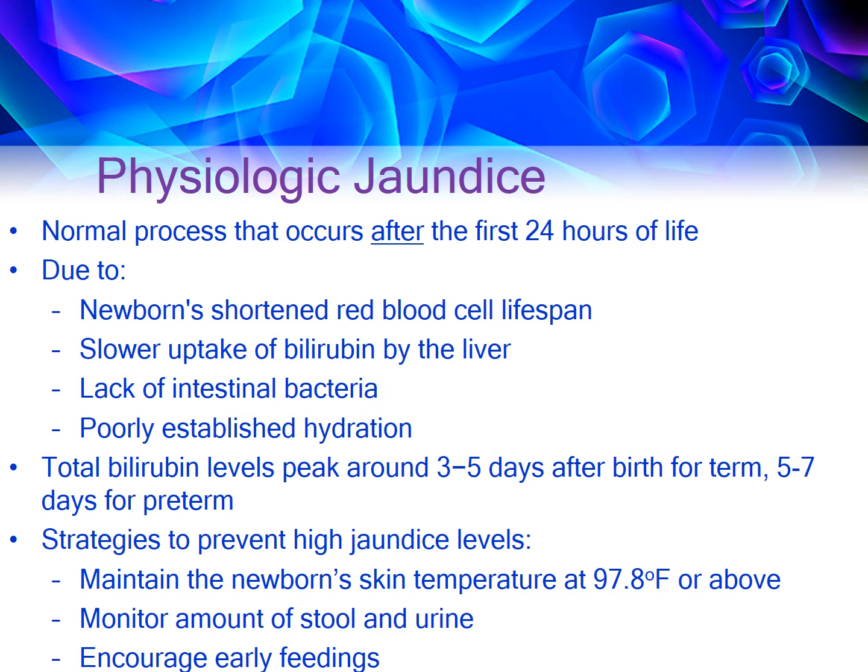Physiologic jaundice is a normal process that occurs after the first 24 hours of life. Okay, so physiologic, normal, after the first 24 hours. This is from the newborn's shortened red blood cell lifespan, a slower uptake of bilirubin by the liver, a lack of intestinal bacteria, or poorly established hydration.